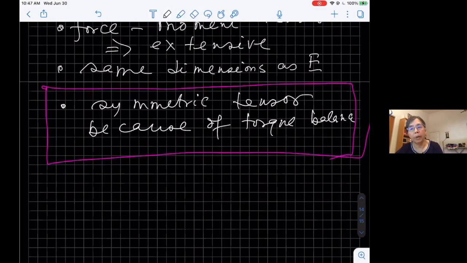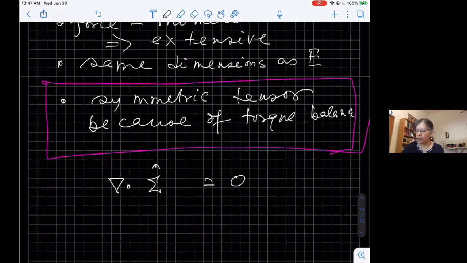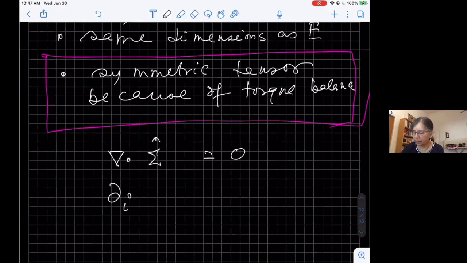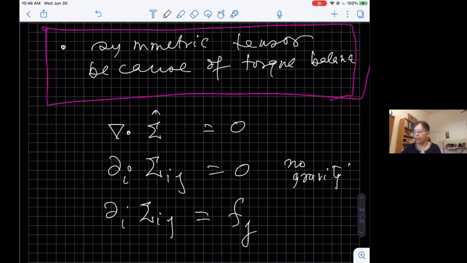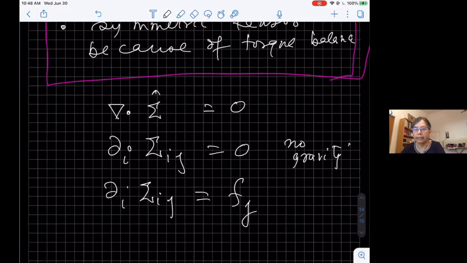We can think from continuum, or I can do it from discrete. From continuum, it's just an expression of momentum conservation, momentum balance, and it tells me that this is zero. Writing in components, because this is a tensor, it's zero if I don't have any body forces, external forces. So this is zero with no gravity. If I had gravity, then I would have some force acting on every grain, and that will give me something on the right-hand side.